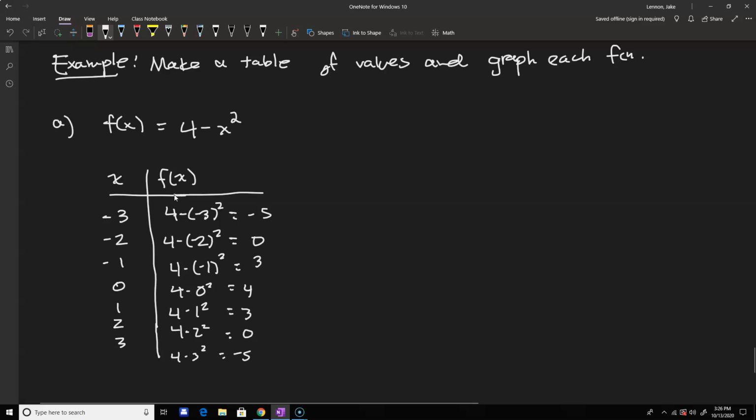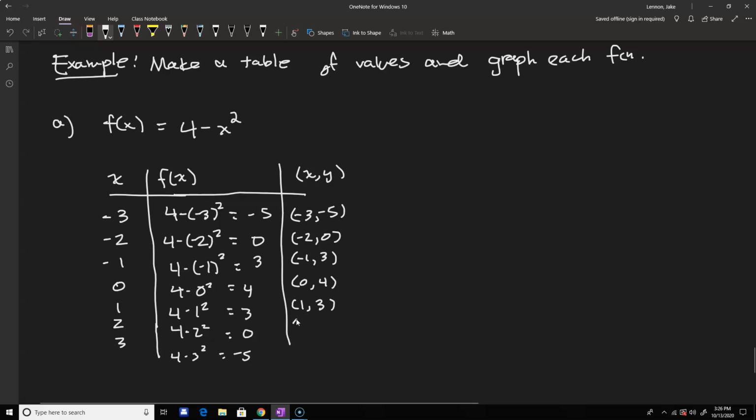We could also extend our table if we want. We could make our x comma y pair. So our first pair is -3, -5, -2, 0, -1, 3, 0, 4, 1, 3, 2, 0, and 3, -5. So those are the ordered pairs. So we can use those to get our graph. Our smallest y value is -5, so I think I'm all right. And our biggest one is 4.